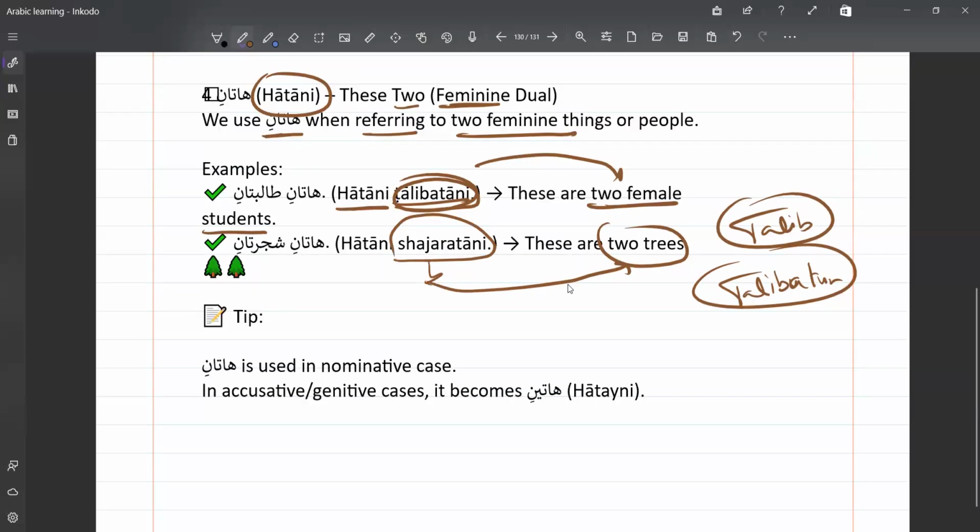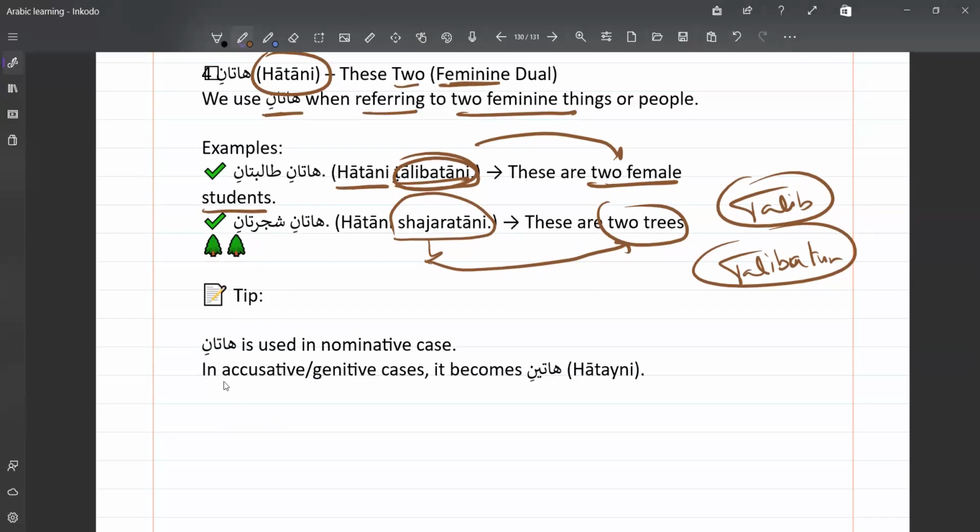So again, remember this, hatani is only used in the nominative case when the noun is the subject. Otherwise, in the accusative case, when the noun is not the subject, we will use the word hatayni to refer to two female things or people, right?